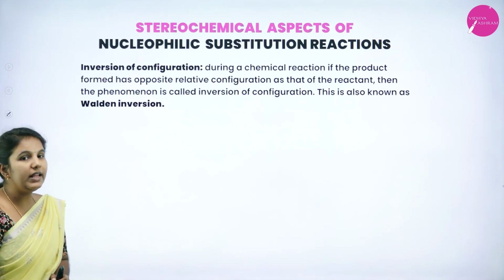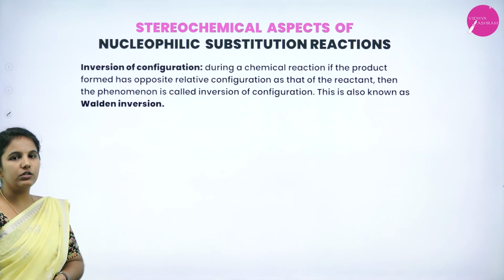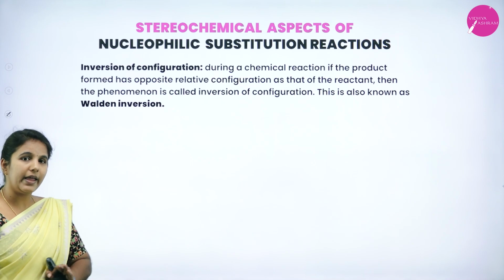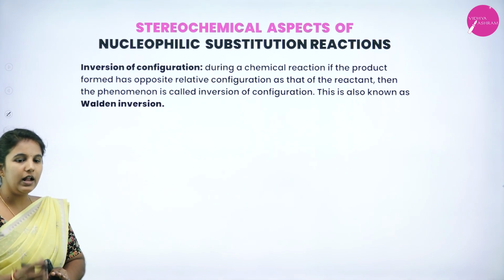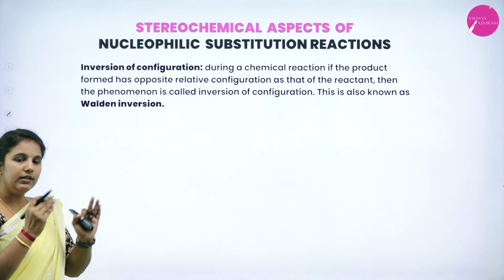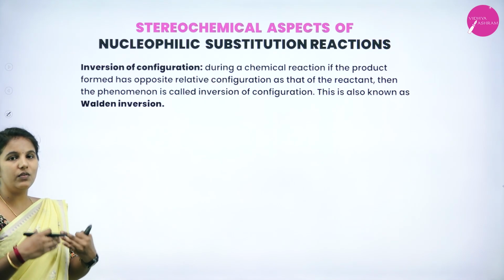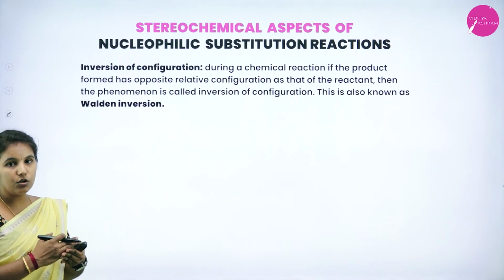Next, we have inversion of configuration. So, already we have understood why these inversions take place. In an SN2 mechanism, just now we have understood that when a strong wind is blowing, you know what will happen? The umbrella will be inverted, right? So, it will change its shape. That is known as what?